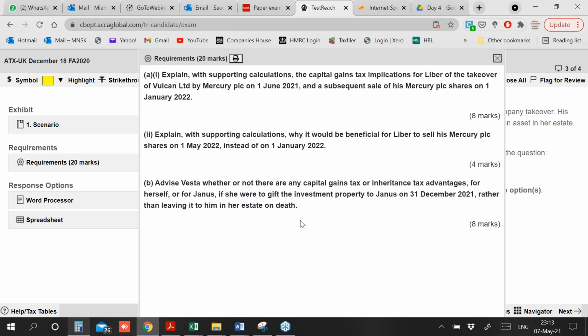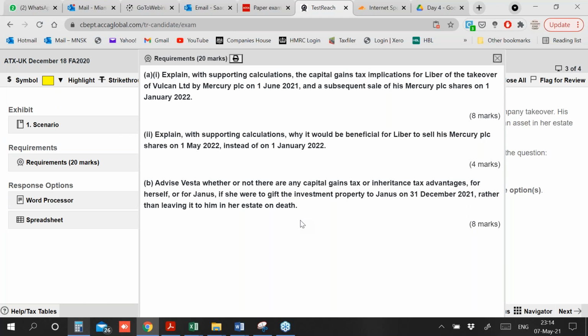That is from the CGT's point of view. Now let's discuss what would have happened if she were to leave it in her estate, so that it would be transferred to him, to Janus, through the death estate. Do remember, when you transfer assets during your lifetime, they are considered to be a PET in IHT. So in IHT there are no implications. However, in CGT there are implications.